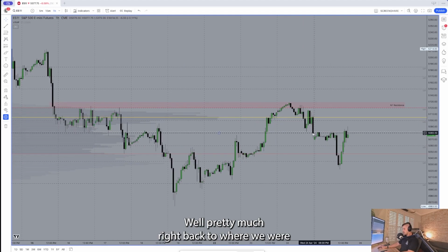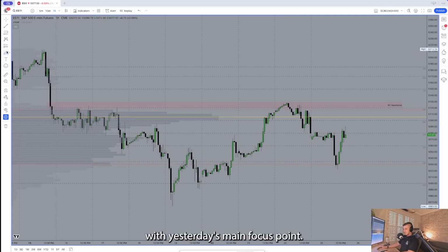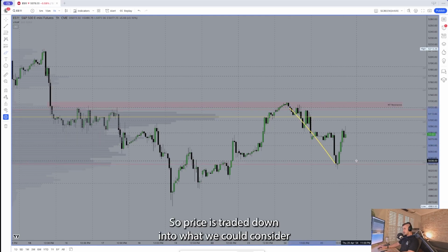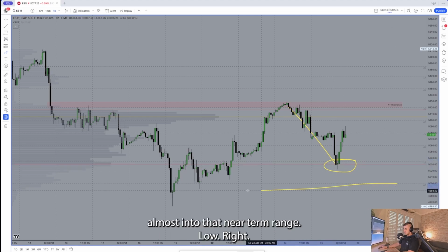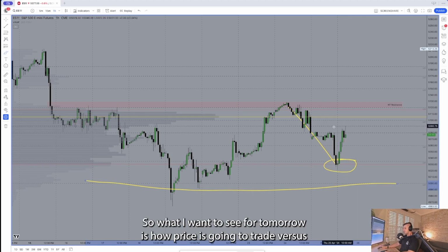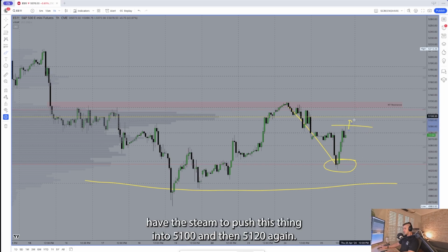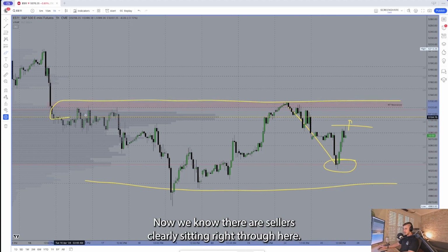Well, pretty much right back to where we were with yesterday's main focus point, right? That 50-80 level of interest. So price has traded down into what we could consider almost into that near-term range low, right? Not quite there into that 5K level, but traded down. Now we're back into the 50-80. So what I want to see for tomorrow is how price is going to trade versus today's high, and whether buyers have the steam to push this thing into 5100 and then 5120 again. Now we know there are sellers clearly sitting right through here, right?